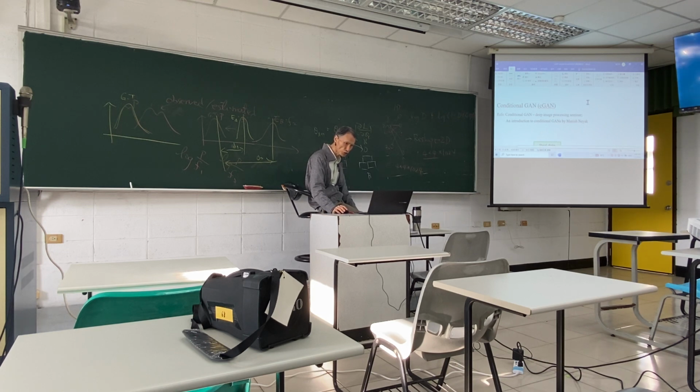This is called conditional GAN. You can find the code from public libraries. When you say condition, it means I set up the condition. When I try to generate the image, it must be under some constraint, under some condition.